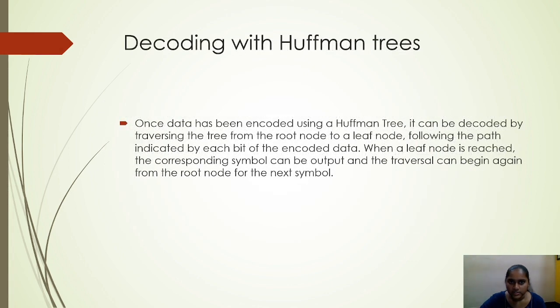Decoding with Huffman trees. Once data has been encoded using a Huffman tree, it can be decoded by traversing the tree from the root node to the leaf node, following the path indicated by each bit of the encoded data. When a leaf node is reached, the corresponding symbol can be output and the traversal can begin again from the root node for the next symbol.